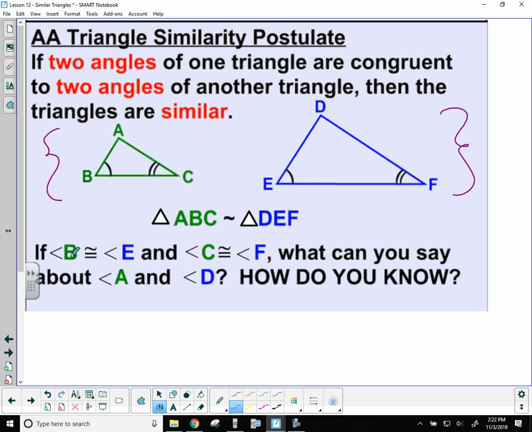But here's a little fun fact. If B and E are congruent and C and F are congruent, how do we know that A and D are congruent? That's right. Going back to the idea that all the angles in a triangle add up to 180. So again, let's just pretend I spent 50 here, 50 here, and 30 here, 30 here. That's 80. So that means this one has to be 100, and this one has to be 100. Boom. Angle.